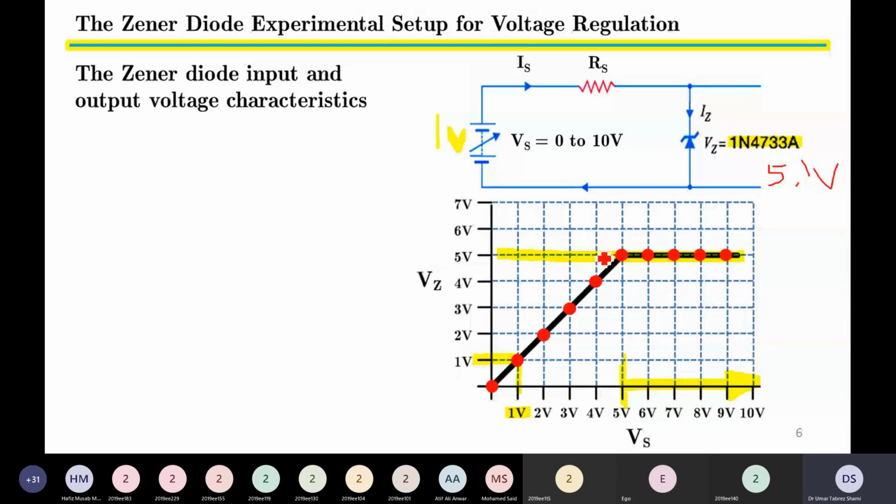So now if we change the input voltage anywhere between 5 volts to 10 volts, the output voltage will be regulated. And this is the application of the Zener diode.